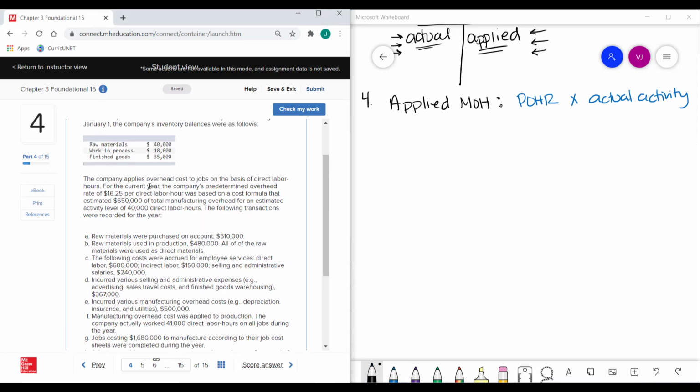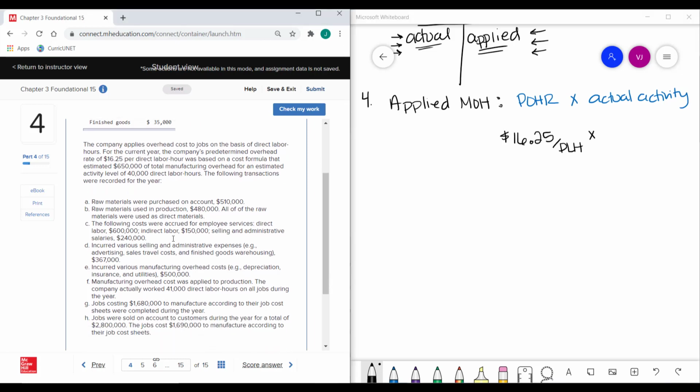They told us that the predetermined overhead rate is $16.25. That is per direct labor hour, so that's their allocation base. And let's see, how many direct labor hours did they actually use? So if we look in F, it says that the company actually worked 41,000 direct labor hours on all jobs during the year. So our actual level of activity is 41,000 direct labor hours.